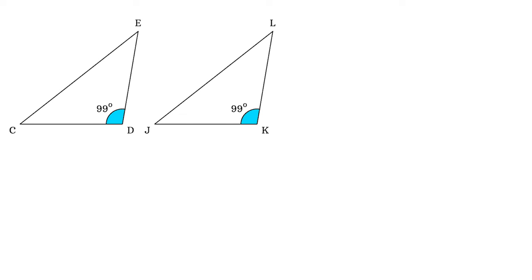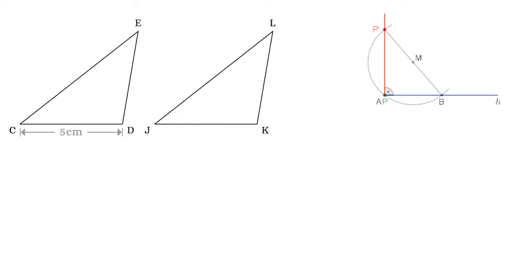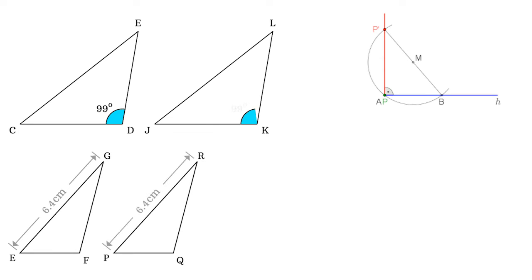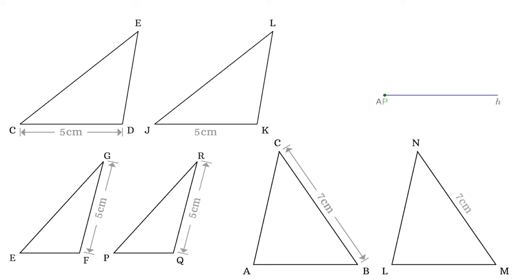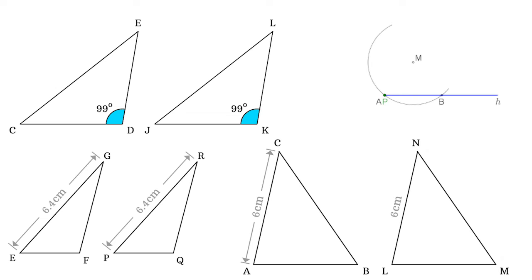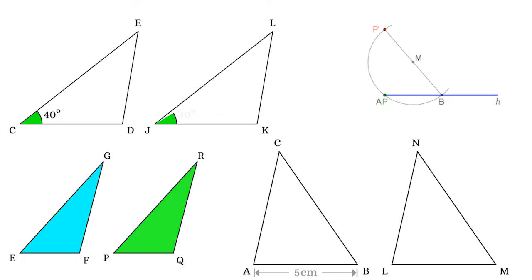Remember from Chapter 7 that the SAS, SSS, ASA and RHS rules determine whether two triangles are congruent. As a result, a triangle is unique if it has number 1, 2 sides and the included angle, number 2, 3 sides, number 3, 2 angles and the included side, and number 4, the hypotenuse and one side in a right triangle.